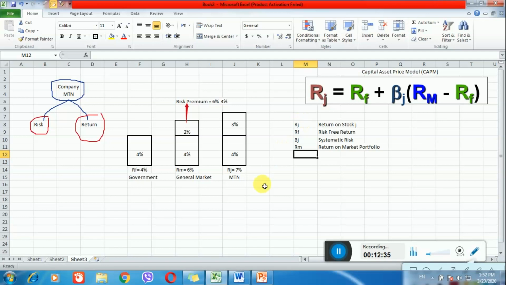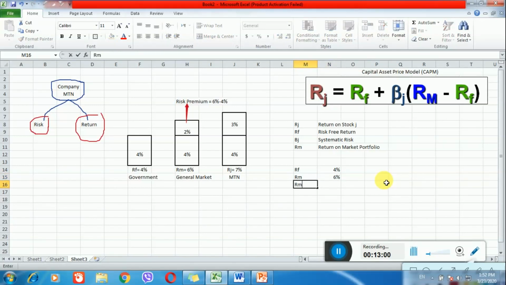Dear students, just pay attention a little bit here. We try to put all the data we have into this equation. In the equation, RF is given, and that is how much? 4%, right? And also RM is given, and that is 6% in total, right?